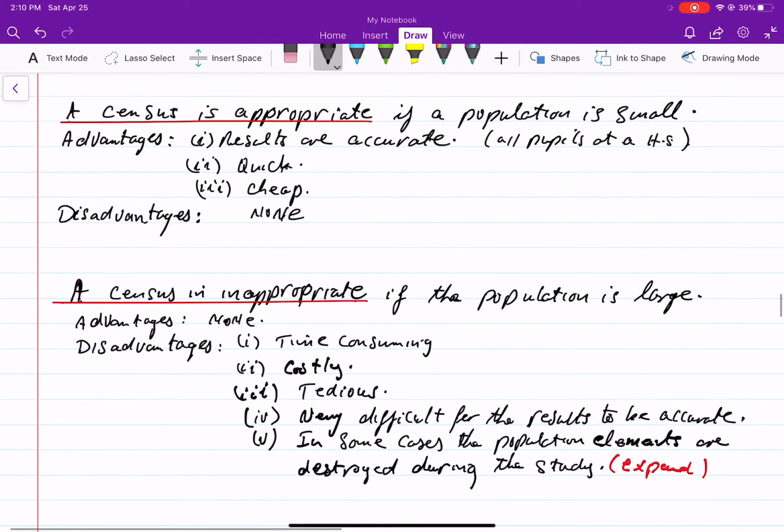A census is appropriate if a population is small, right? You definitely want to look at all the population elements when the population, sorry, is small. Advantages: the results are accurate. My two favorite advantages: it's quick and it's cheap. There are no real disadvantages to taking a census when the population is small.